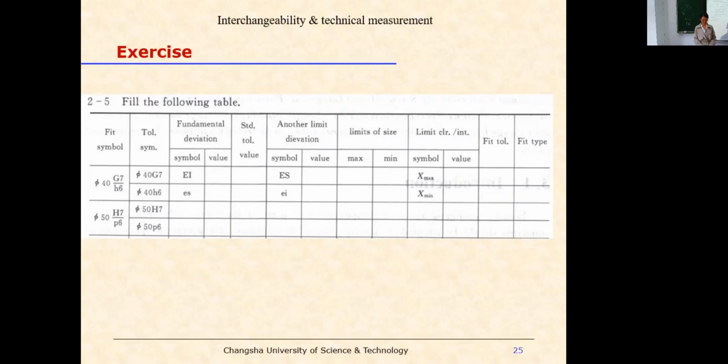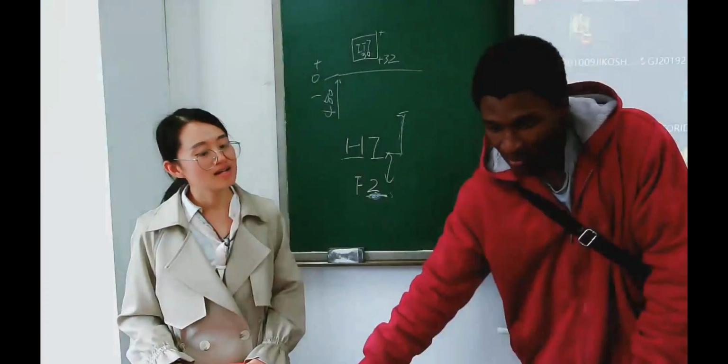Please finish the homework. Please draw the tolerance zone diagram. Tolerance zone diagram, right? Oh, I forgot, she mentioned. Diagram. Okay, class is over. Class is over. PPT now.